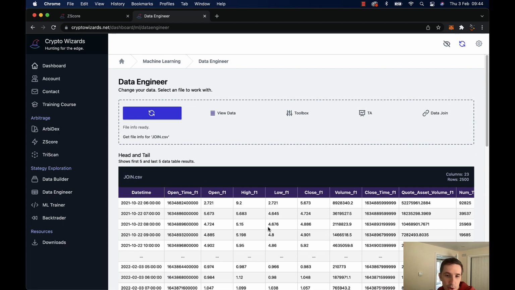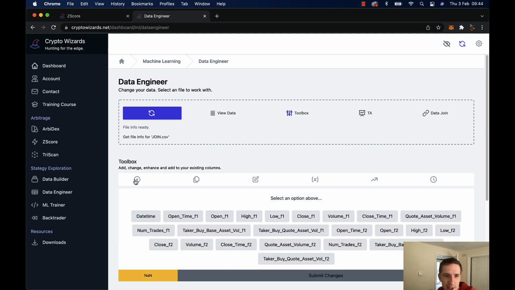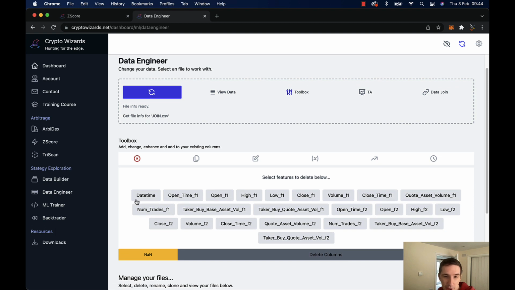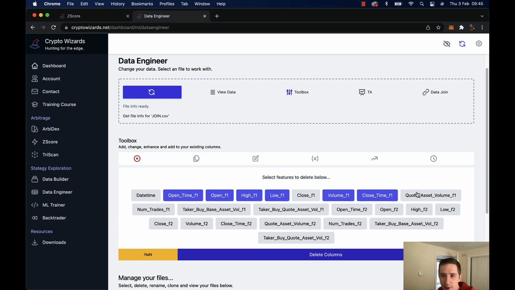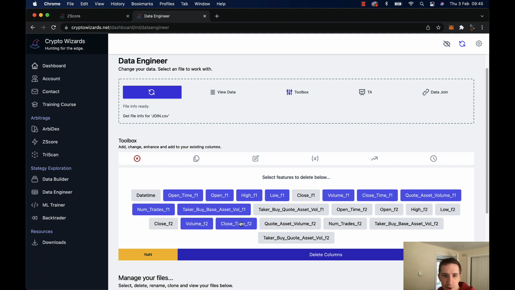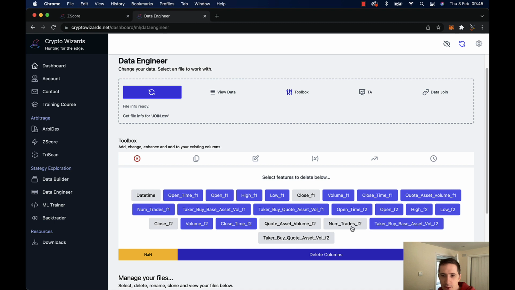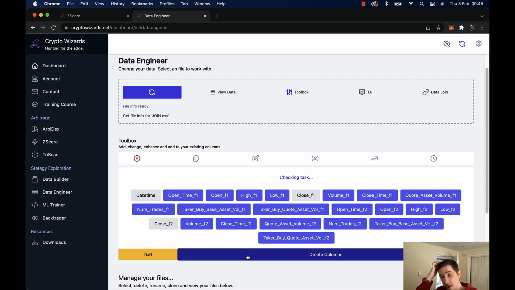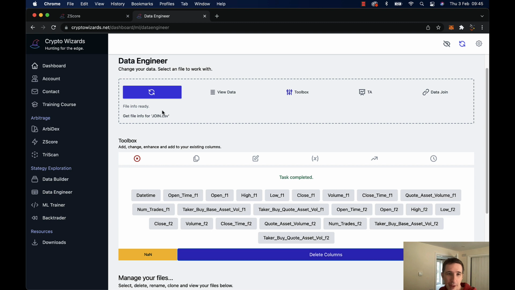Now, I could do the rest in Excel, but I'm actually just going to do it here very quickly. So I'm going to delete everything except for the close price. I'm going to keep the date time and the close price of those two assets. So let me just select those. I've got close here and date time, and I'm going to just delete everything else because I don't need it. For this strategy, I don't want all of that noise, right?